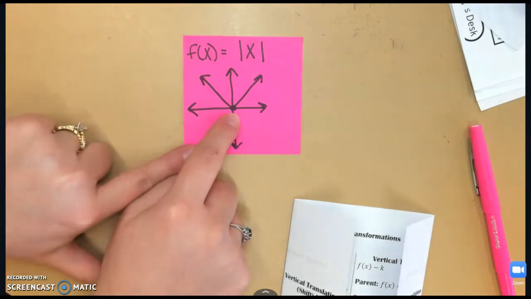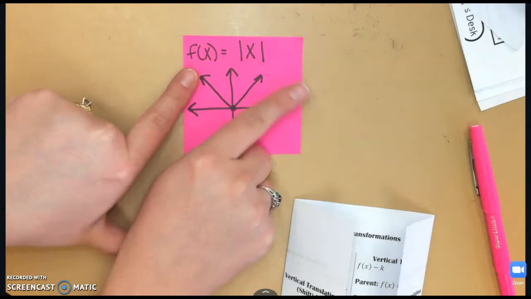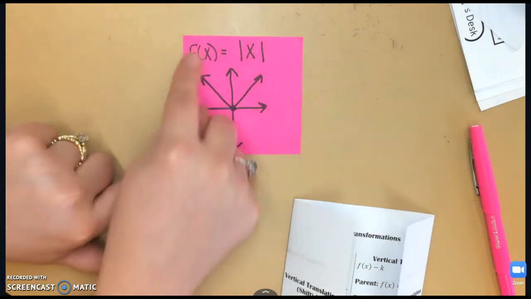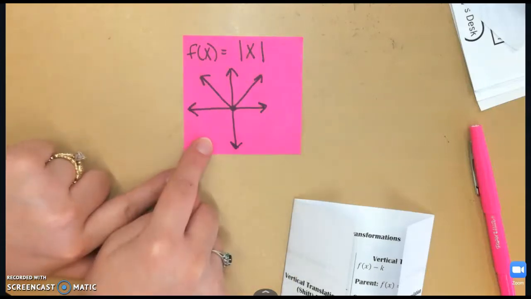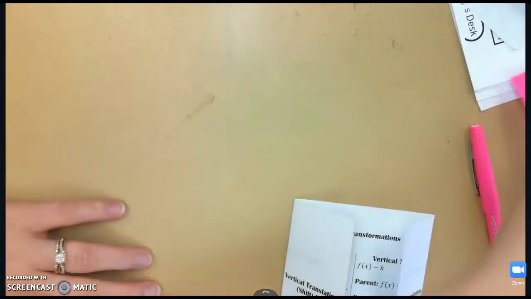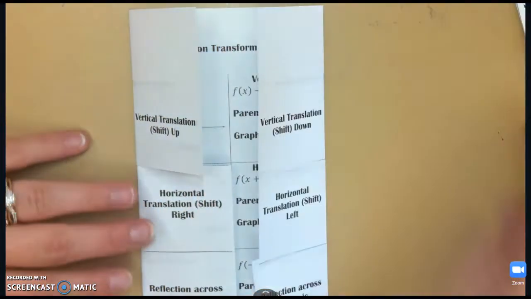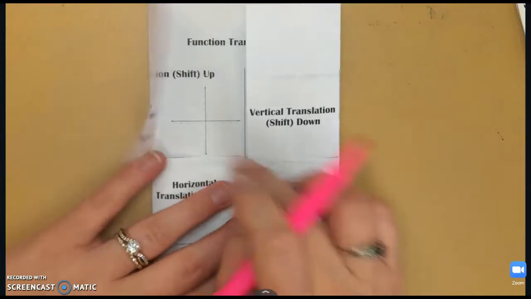So remember, our vertex is at the origin (0, 0), and then we're going up on either side, so it's always in the positive y, and so this is our reference point. This is our original parent function. So as we're talking about each transformation, that is the graph we are transforming. So let's start with our vertical shifts.